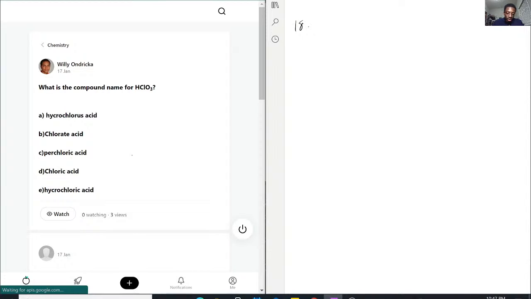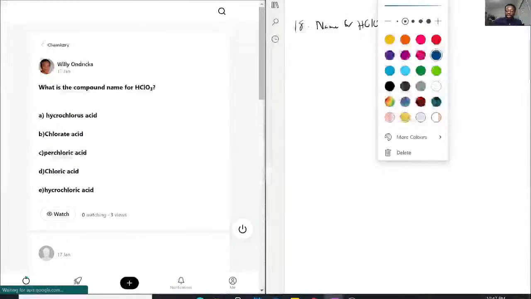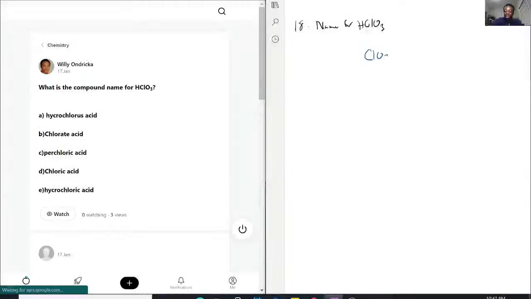Okay, so with that being said, name for HClO3. What we really want to know is the name for this ClO3 minus. What is that name?